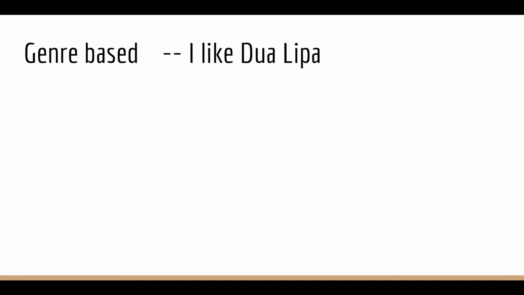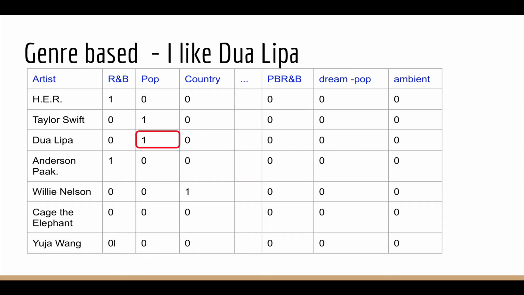Another approach is to go back to our original idea. So if someone comes into our shop, says they like some artists like Dua Lipa, and then we mentally think, is Dua Lipa a rhythm and blues artist, a pop artist, or whatever? And we make that mental calculation, and we see that she's a pop artist.